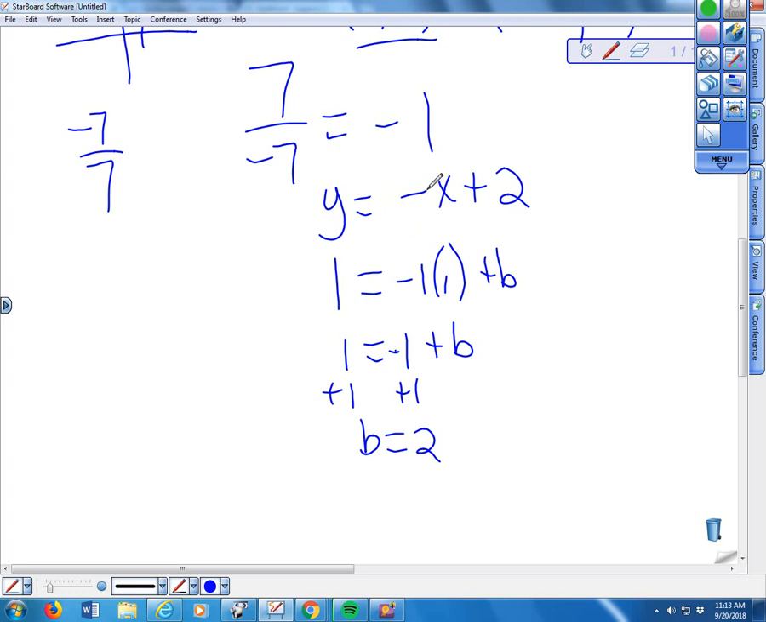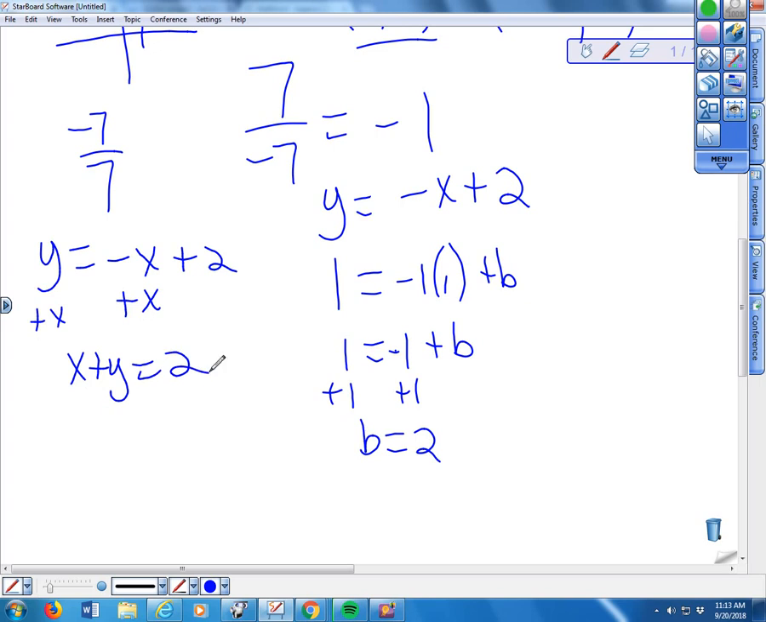So this is slope-intercept. What if I asked you to write this in standard form? What do I do? Good. Get x and y on the same side. How do I do that? Add x. Yeah. So if I have y equals negative x plus 2, I'm just going to add x to both sides to get x plus y equals 2. And there it is in standard form.